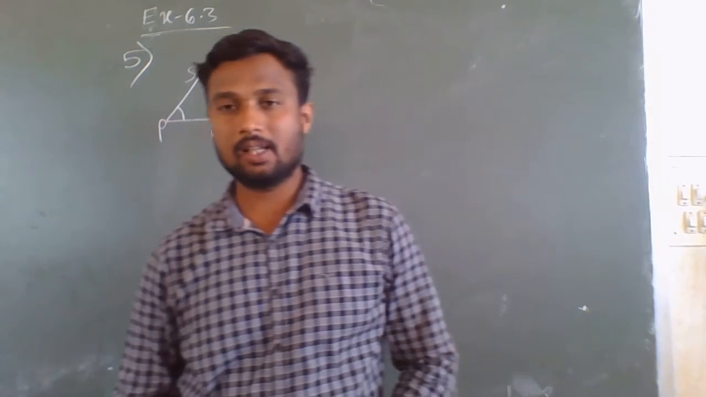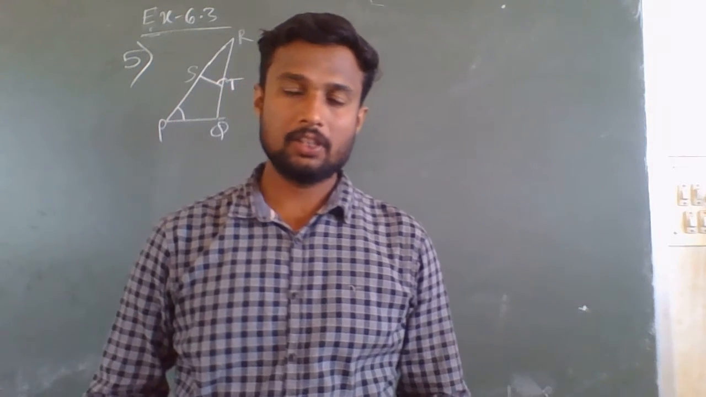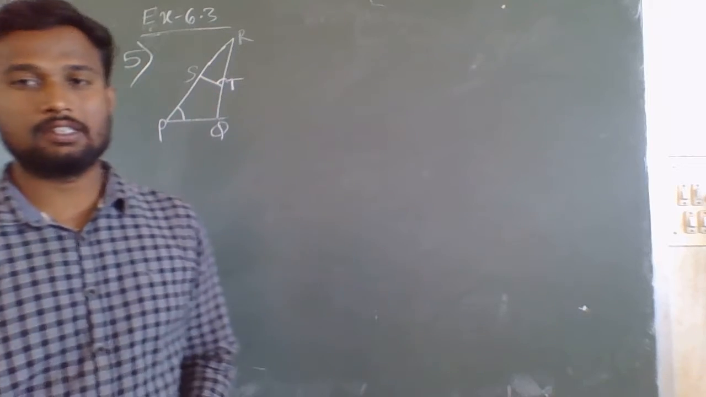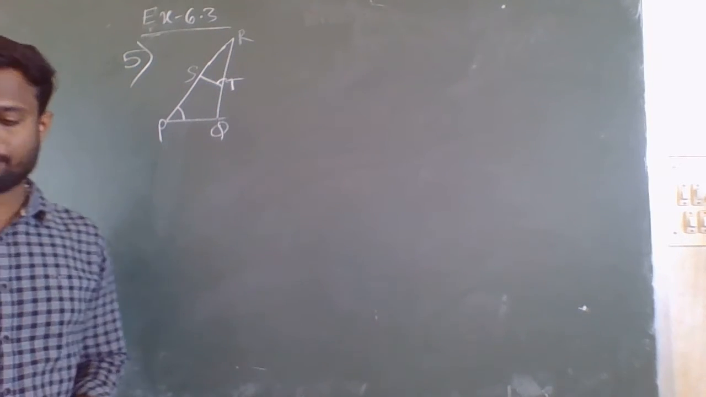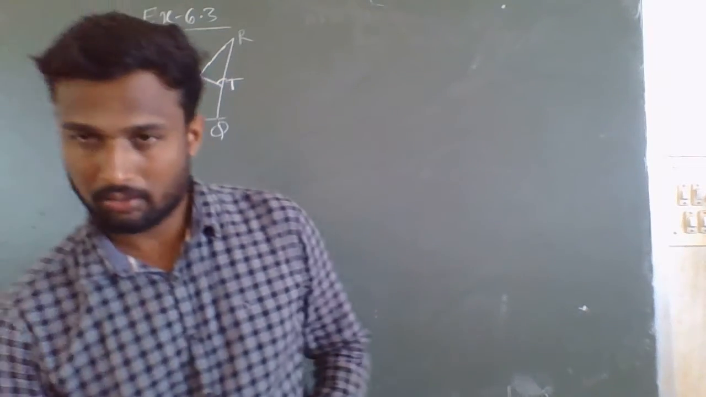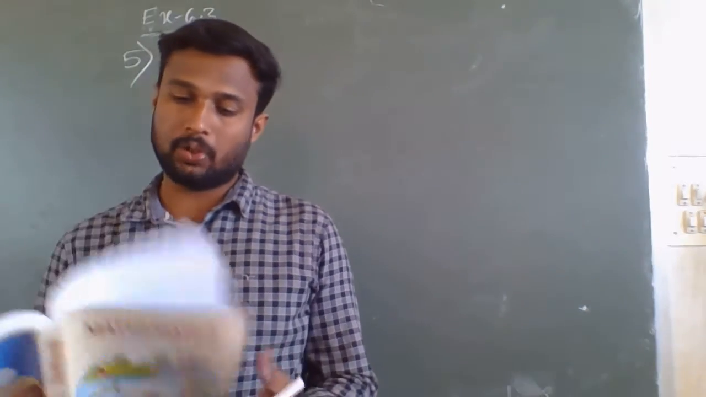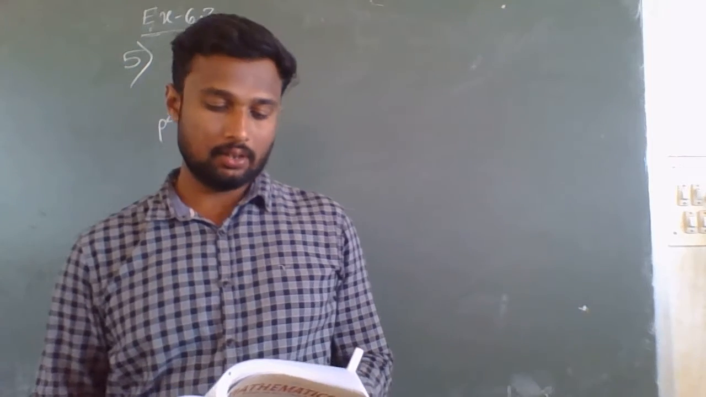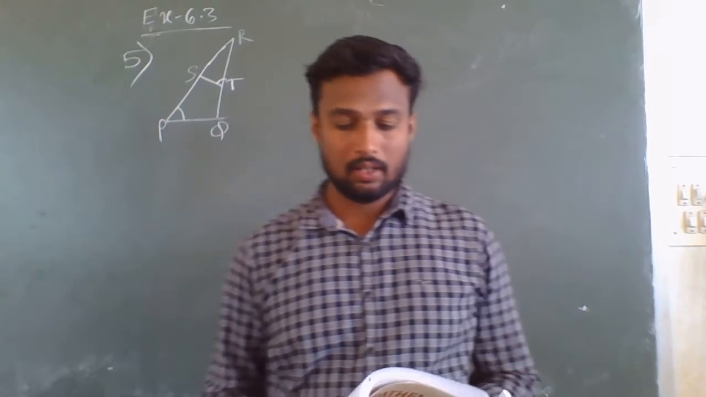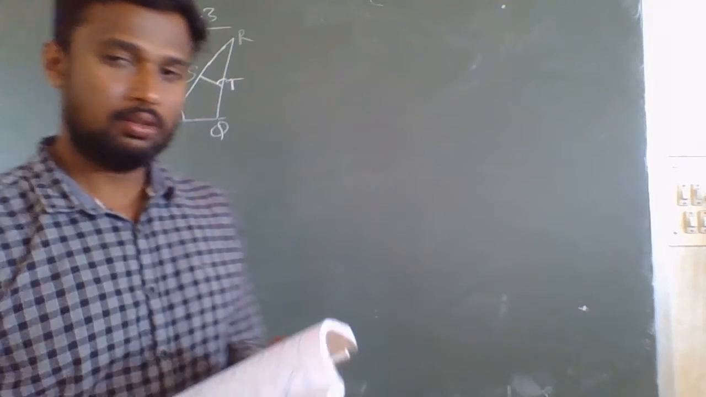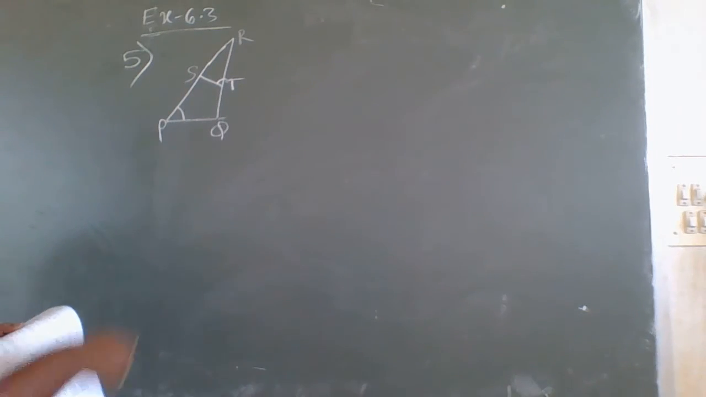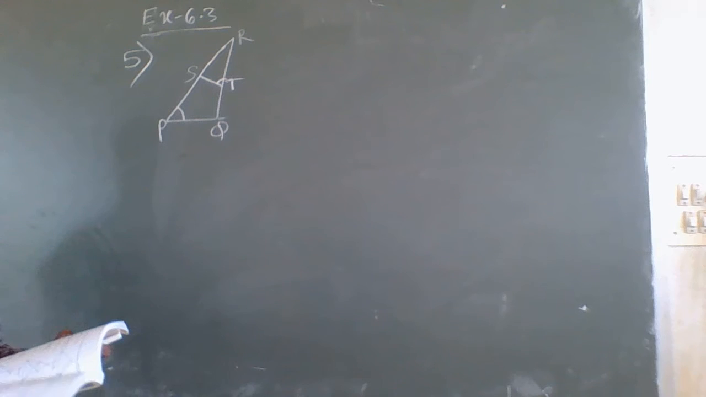In the previous class I discussed the first four problems of exercise 6.3. Today I will continue with the fifth problem. For the fifth problem they have not given a figure, but for reference we can consider this triangle.